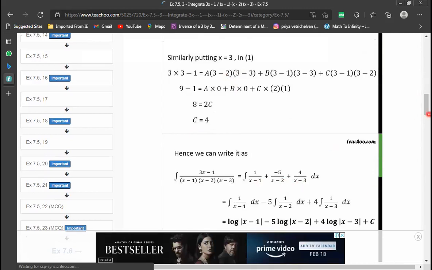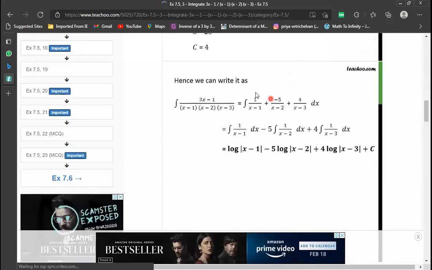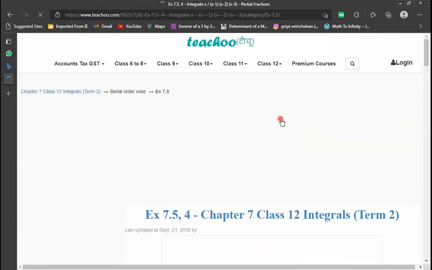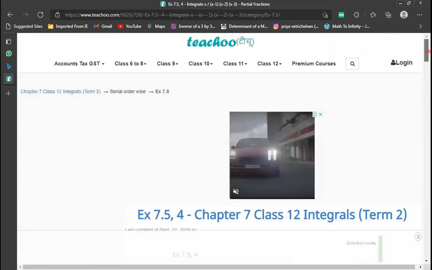Substitute back and integrate it separately. 1 upon x minus 1 integration is log of x minus 1, and minus 5 upon x minus 2. Minus 5 is in multiplication, so just keep the minus 5 as it is. 1 upon x minus 2 will give you log of x minus 2. And 1 upon x minus 3 will give you log of x minus 3. Okay. Clear?